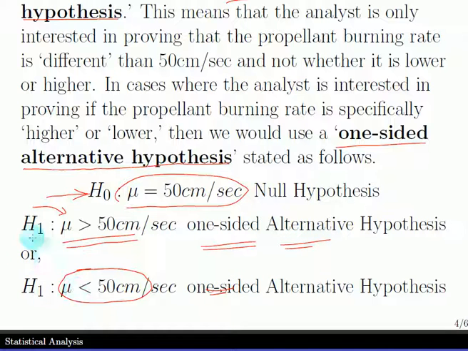Once again, all you have is H naught, mu equals 50 centimeters per second, which is your null hypothesis. And you have H1 where mu is greater than 50 centimeters per second, or H1 where mu is less than 50 centimeters per second. This is how you state a one-sided alternative hypothesis.